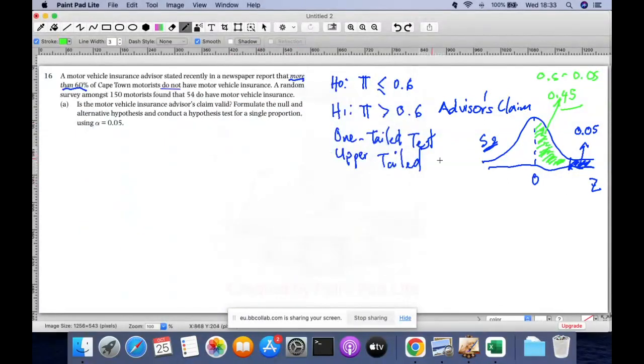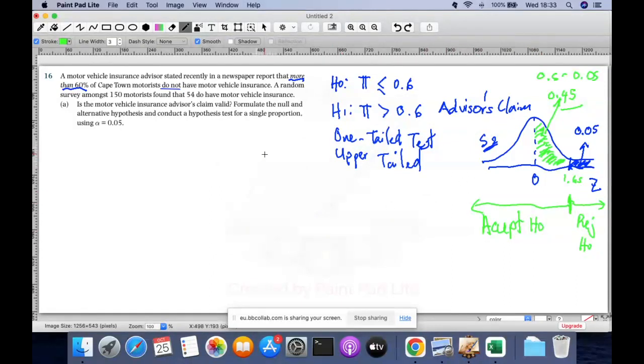Okay, so the value here is 1.65, right? Everything on the right of it, we reject H naught, because that's where the rejection region is, and everything on the left of it, we accept H naught. Okay, so that's step 2 done.